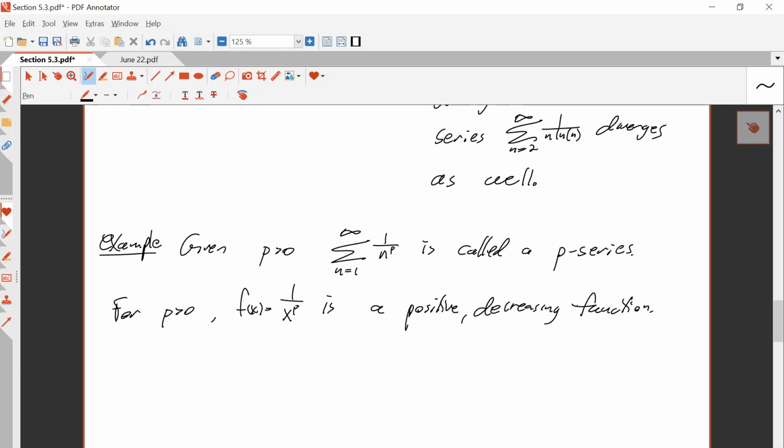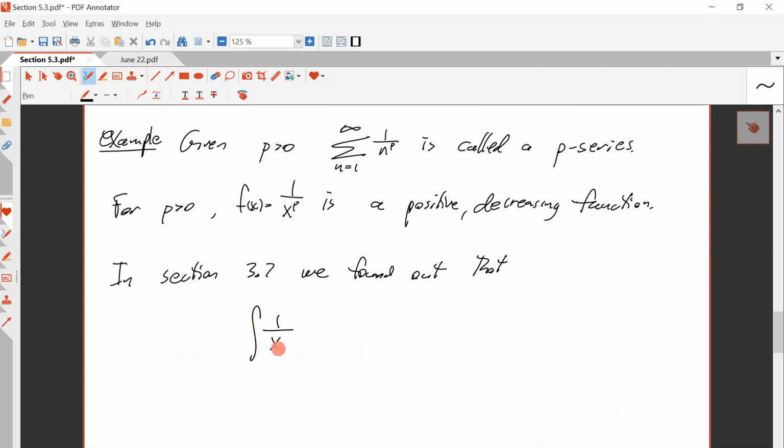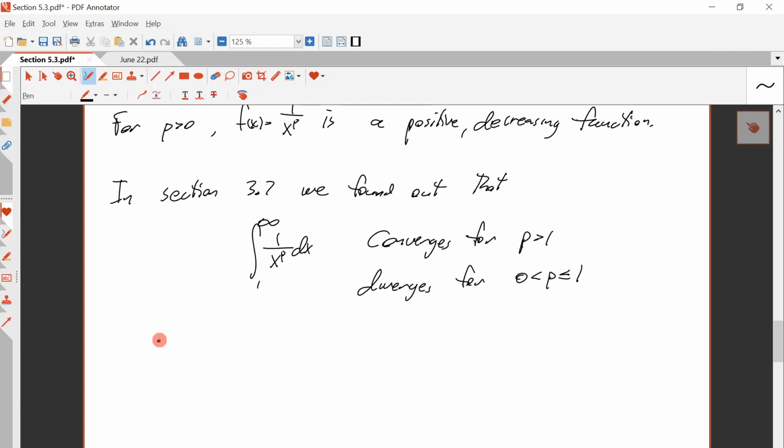In section 3.7, we found out that the integral 1 over x to the p dx from 1 to infinity converges for p larger than 1, and diverges for p's between 0 and 1, including the 1.